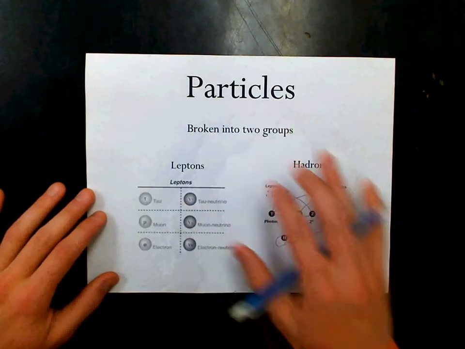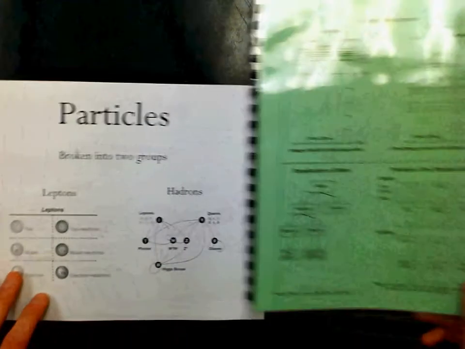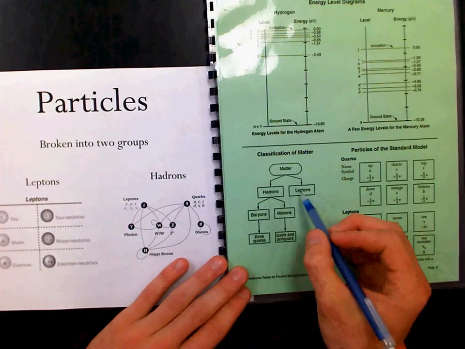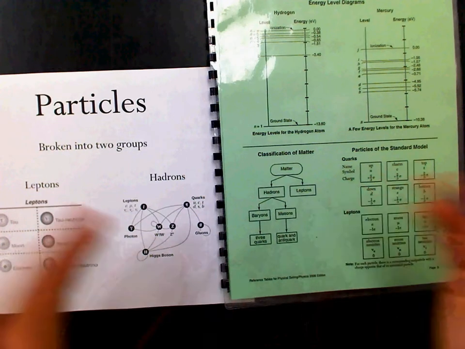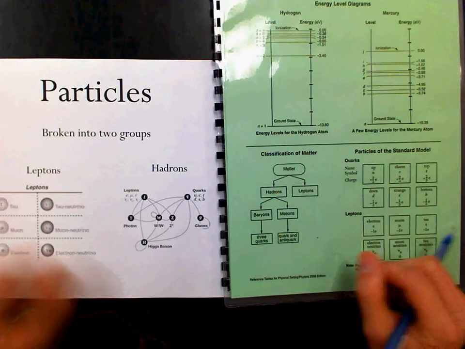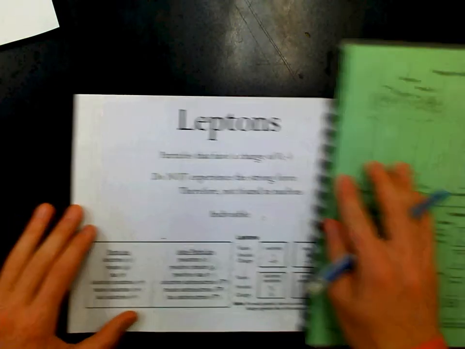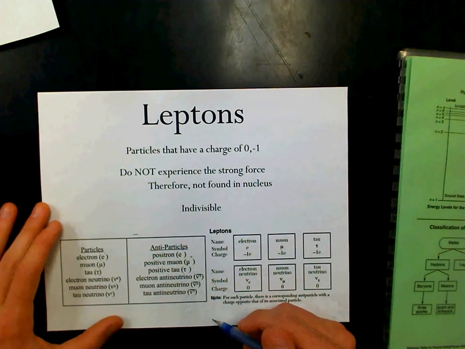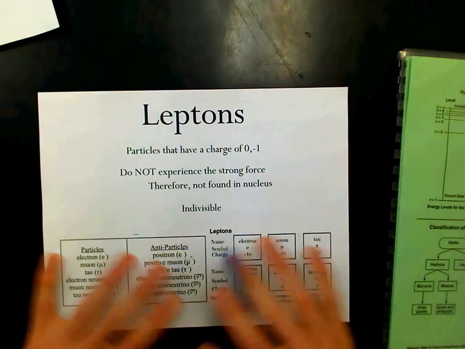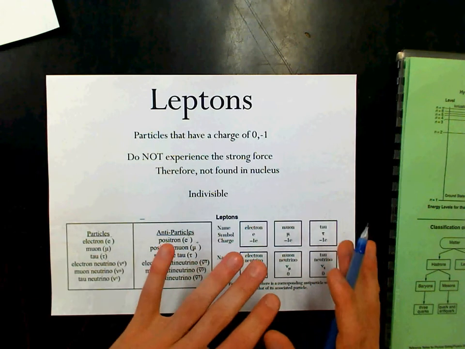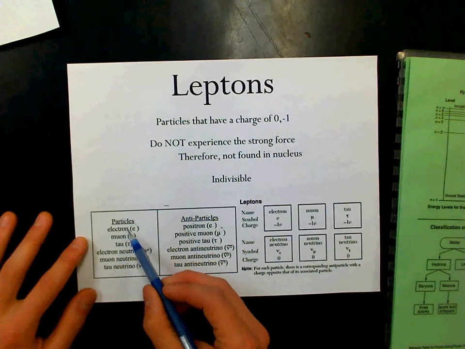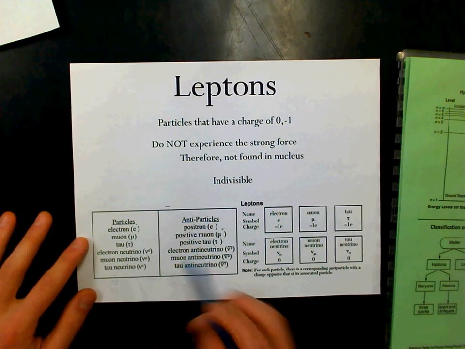Taking it a step further, particles can be broken into 2 groups, which we also see here. So here's our matter and our particles, and we can break them into leptons and hadrons. Well, what's the difference between those 2? Leptons can either have a charge of 0 or -1. They do not experience the strong force. So if they don't experience the strong force, then they're not in the nucleus. Examples of leptons would be an electron, a muon, a tau, and a couple others.